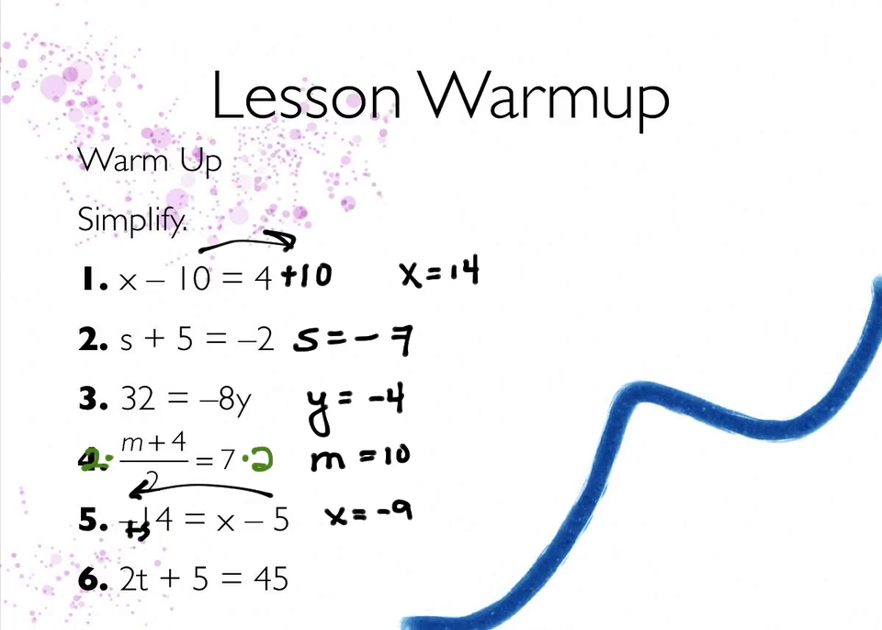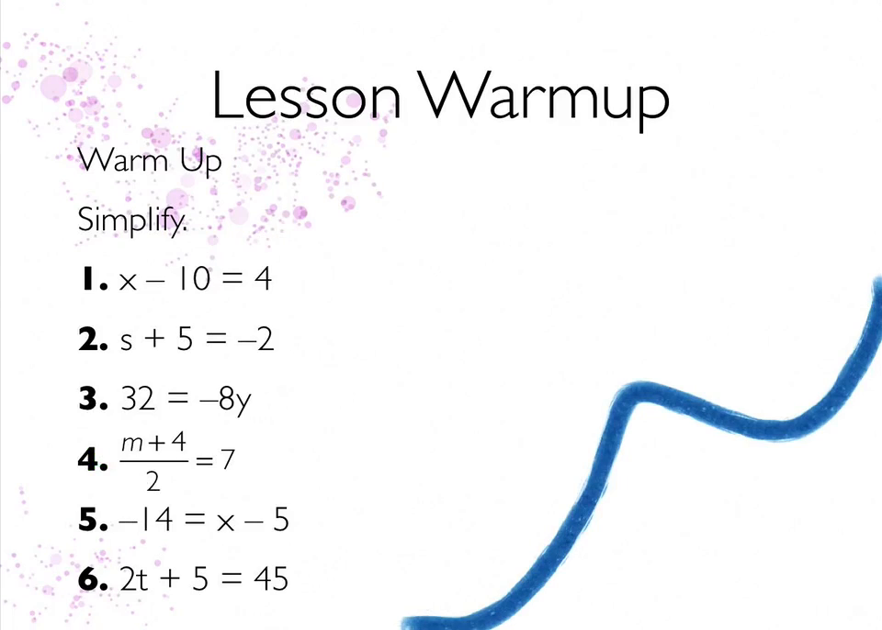And this one, number 6, is a two-step. Bring this over, make this a minus 5. 2t equals 40, and then do a simple division. T equals 20. Okay, so let's get to it.